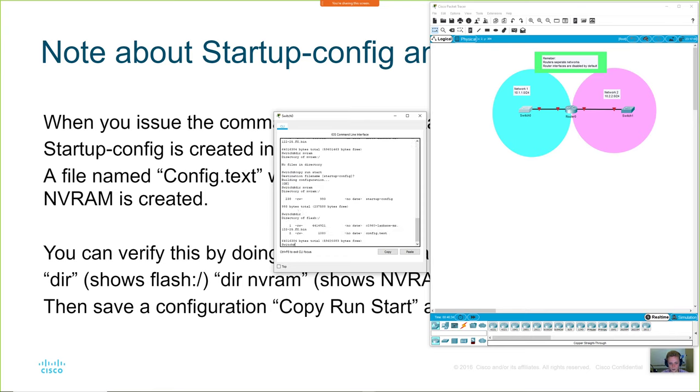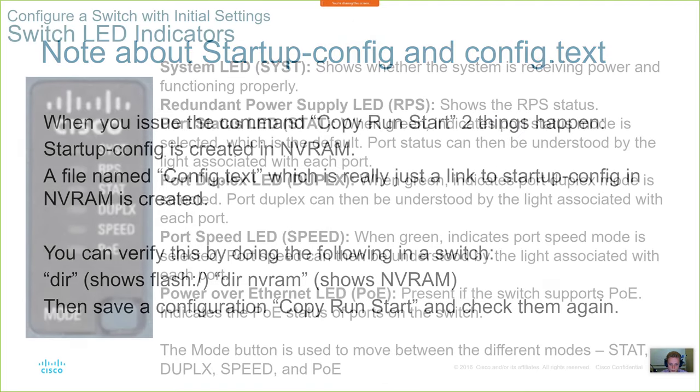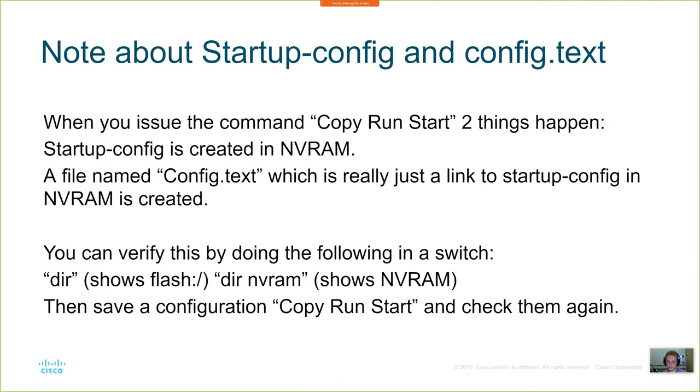And then if we do dir, we'll see our bin file is still here, and we also have this config.txt, which is interesting. We not only created one file, we created two files. This config.txt is a link back to this startup config file. What that is going to do is when we go into password recovery mode, we can actually access that copied file in our flash. We don't have to mount NVRAM to modify that file if we need to go into some kind of recovery mode.